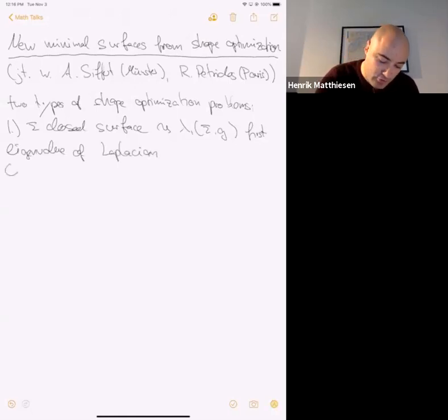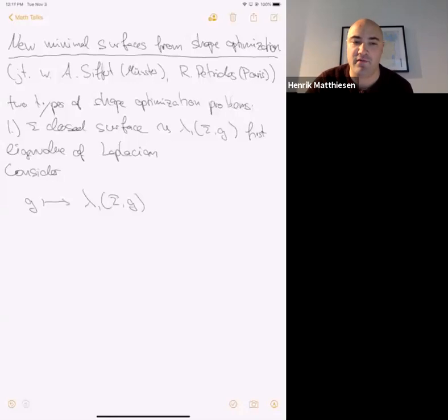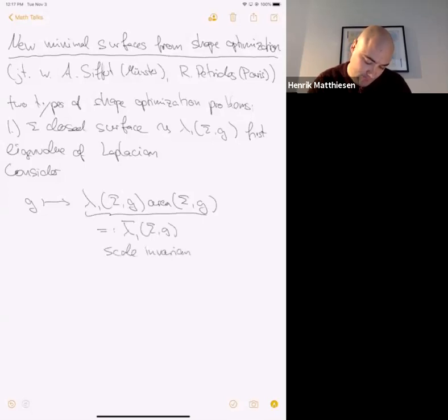Then you want to consider this as a functional of the metric. So I take the metric g, and I map it to this eigenvalue. Now this functional is sort of silly because it's not scale invariant: you scale the metric, then this scales inversely. So I should make it scale invariant, and one way to do that is to multiply by the right power of the area. In dimension 2, the right power is exactly 1. Let's define this as lambda 1 bar of sigma, g, and this is scale invariant. So that's the first type of problem.